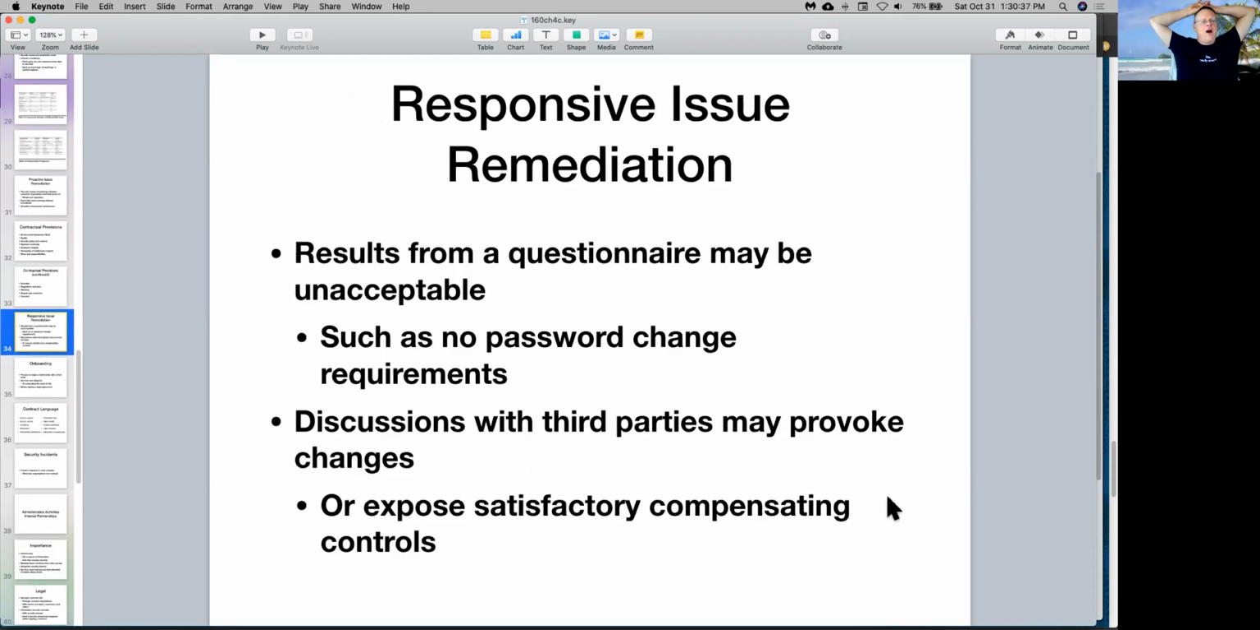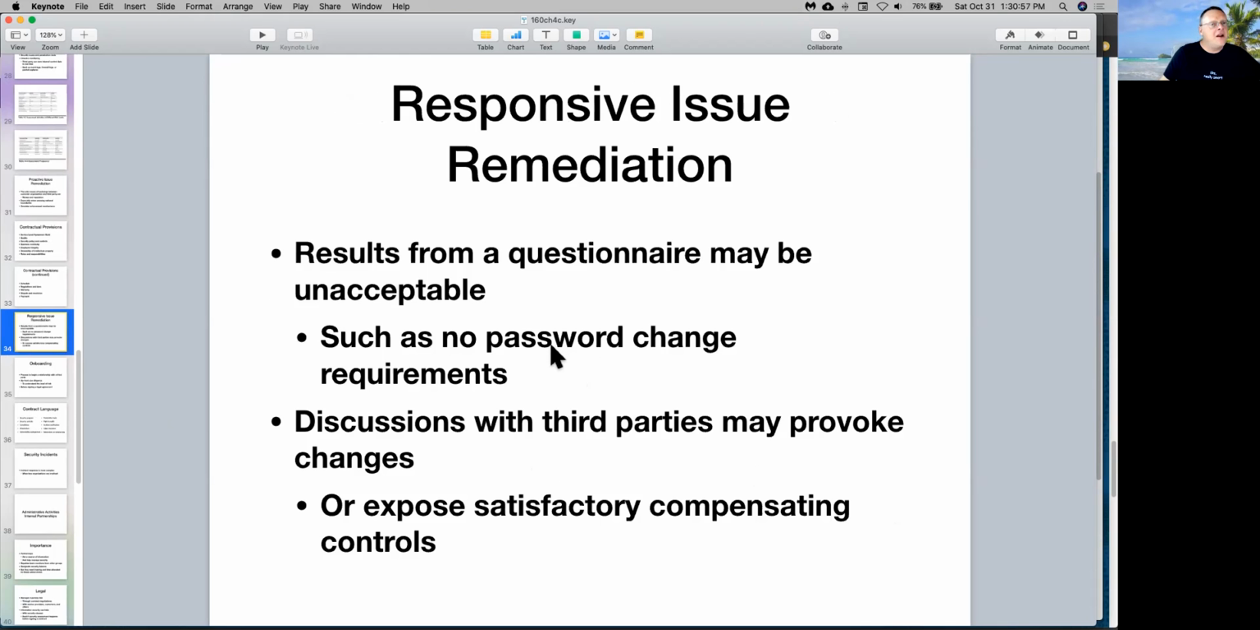And if you do have a problem, if the questionnaire reveals that they are doing something that is unacceptable to your company, the example given here is no password changes, which is a really old idea. The government used to recommend that passwords be changed quarterly or something, and now they have realized that does more harm than good, and that's no longer recommended. So I think your book is a little out of date with this example.